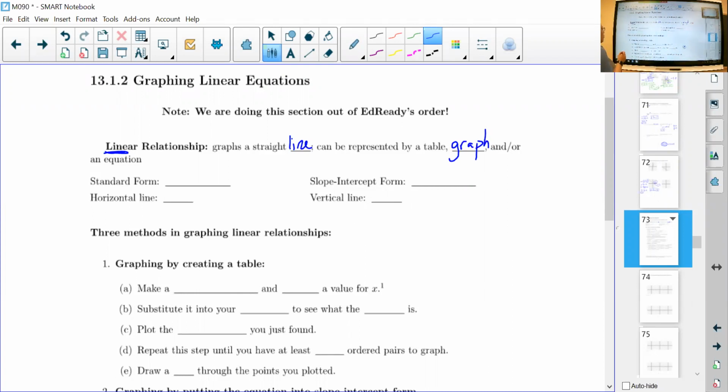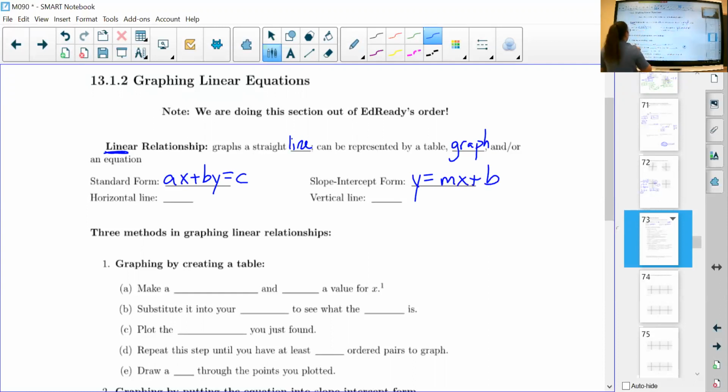We have standard form, which isn't really the best name for something because it's not the standard form as far as I'm concerned. We more typically use slope-intercept form. But standard form is called standard form: AX plus BY equals C. Slope-intercept form, that's what we're used to: Y equals MX plus B.